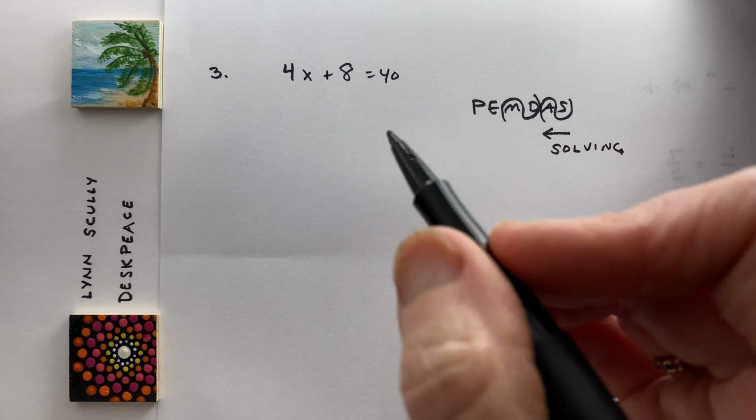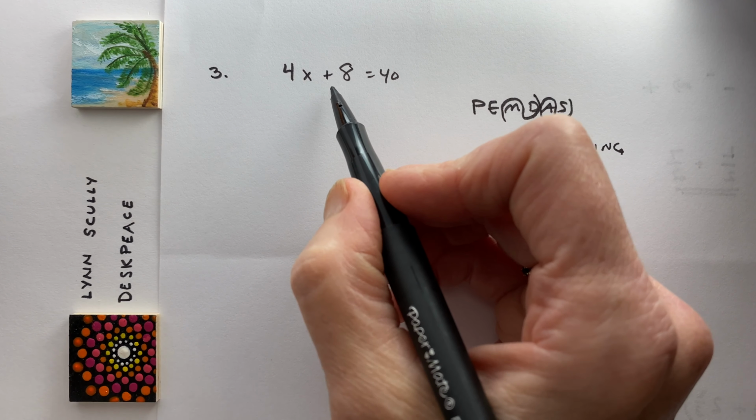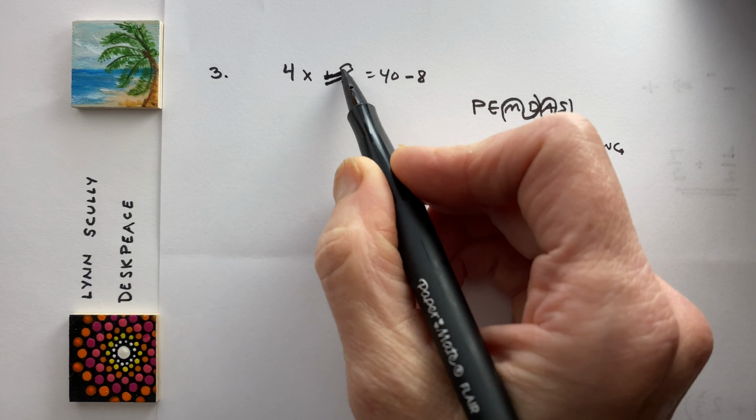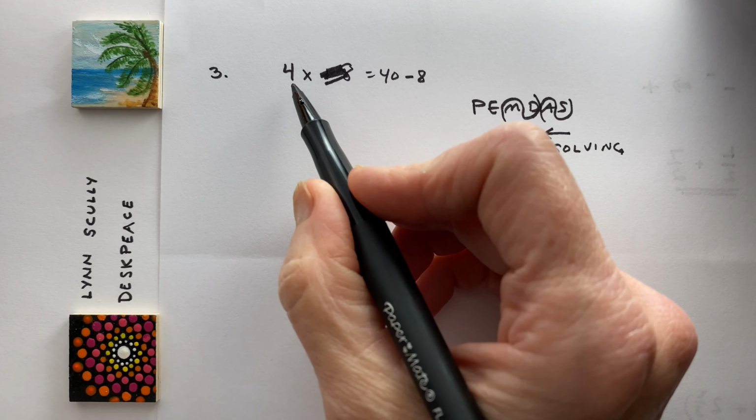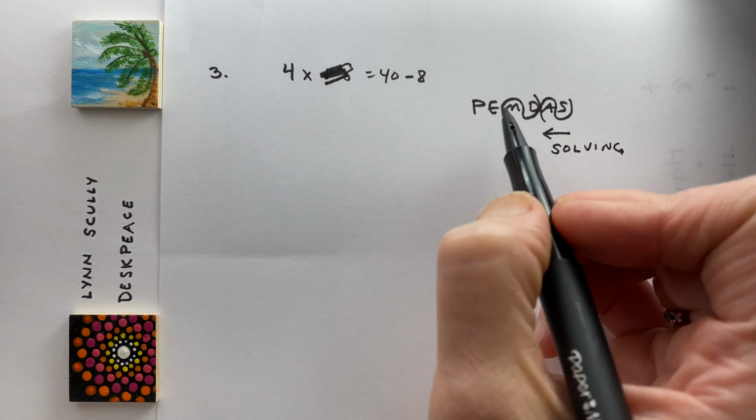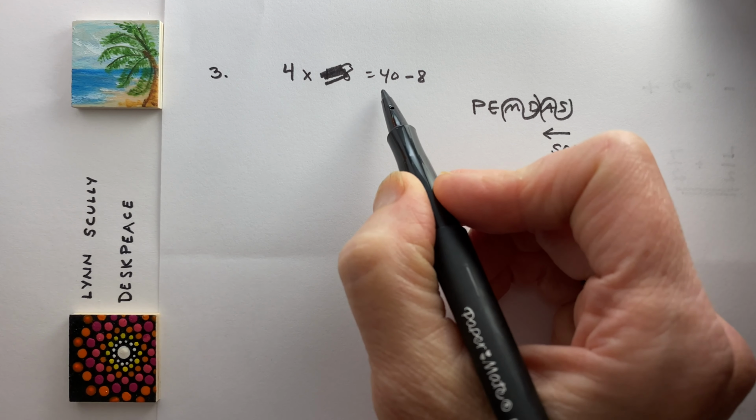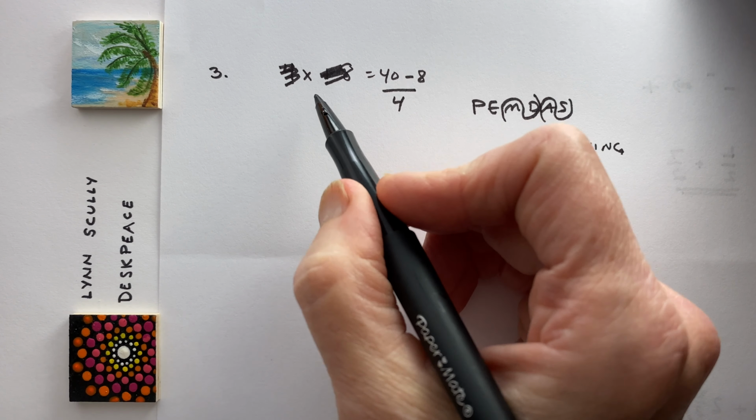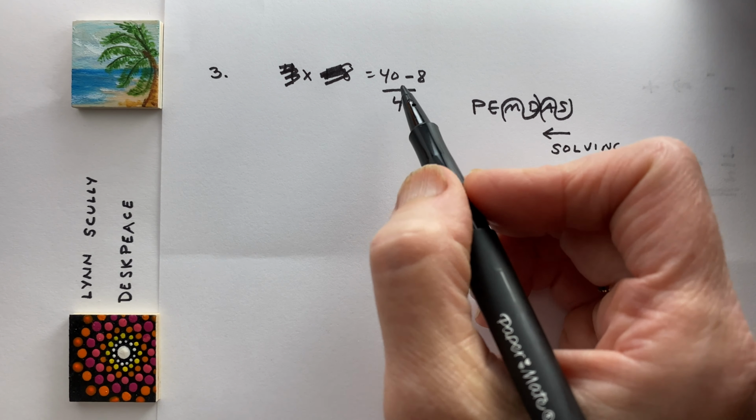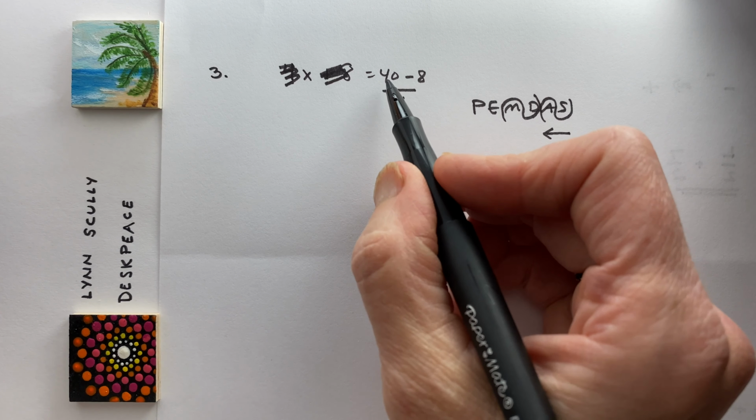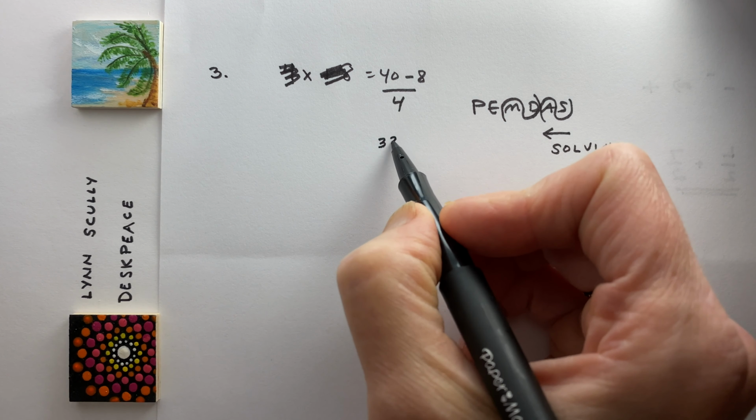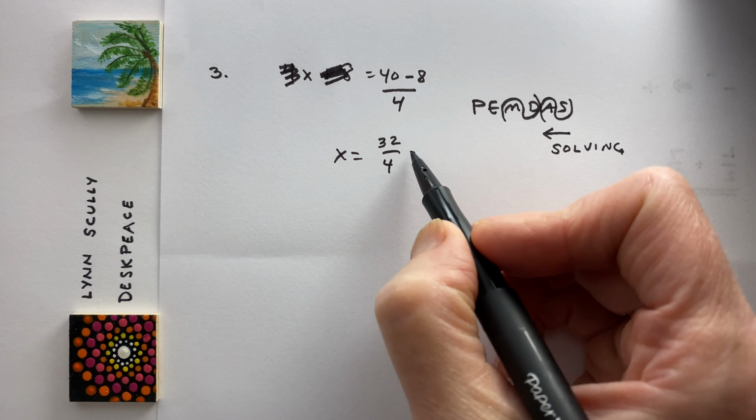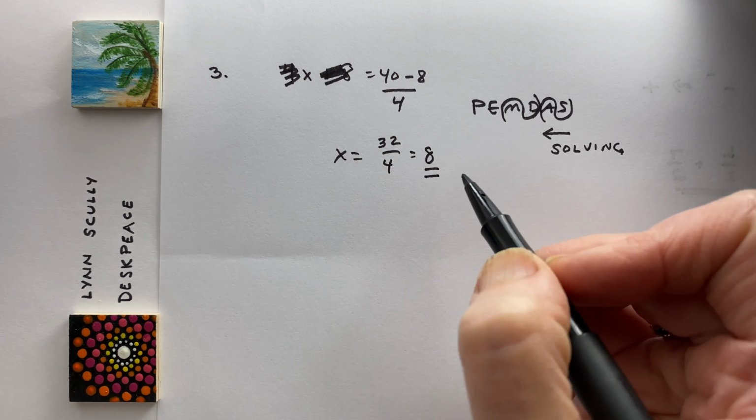Let's get started. So first I have 8 attached by addition. I'll move it first by subtraction. And then I have the 4 attached by multiplication. I'll move it by its partner, division, to the other side of the equal sign. Now that my x is alone, I'll do the arithmetic to clean it up. Top first. 40 minus 8 is 32 over 4 equals x. 32 over 4 is equal to 8.